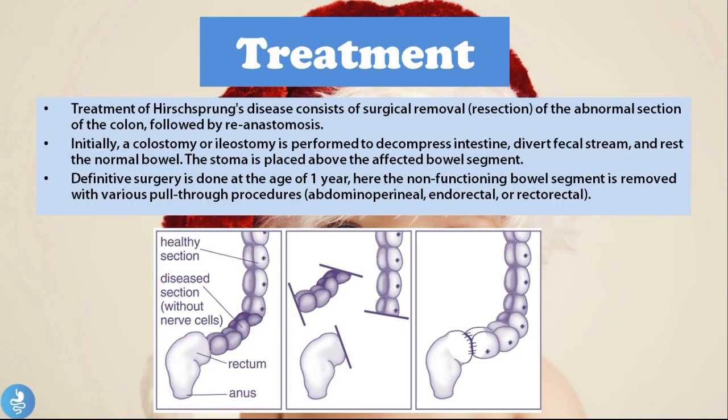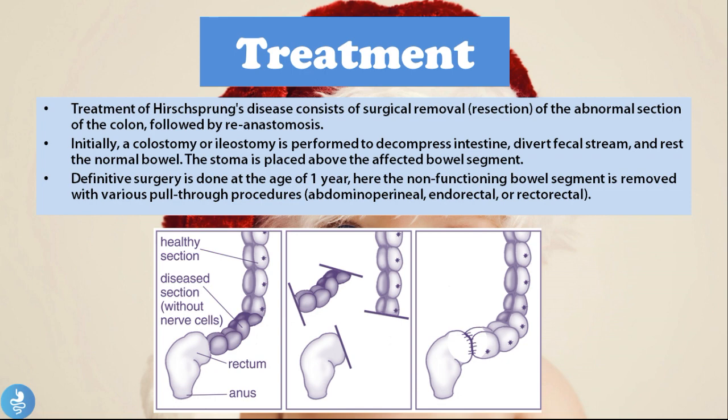So the treatment of Hirschsprung's disease consists of surgical removal, which means the resection of the abnormal section of the colon, followed by reanastomosis. Initially, a colostomy or ileostomy is performed to decompress the intestine, divert the fecal stream, and rest the normal bowel. The stoma is placed above the affected bowel segment. Again, we don't want it below, because if it's below, there will be no point of it.